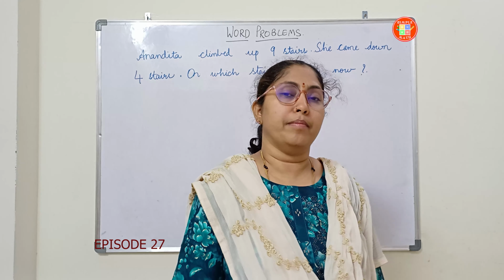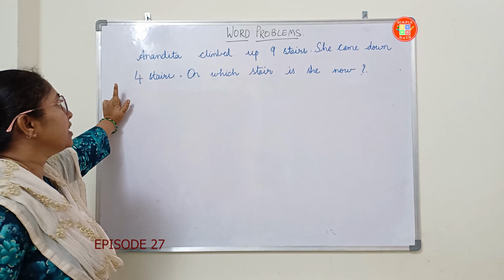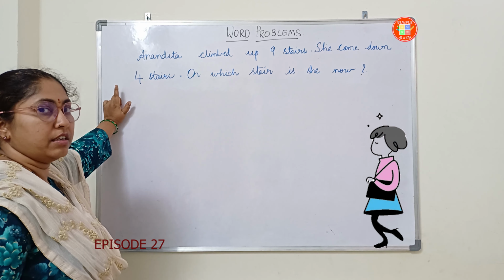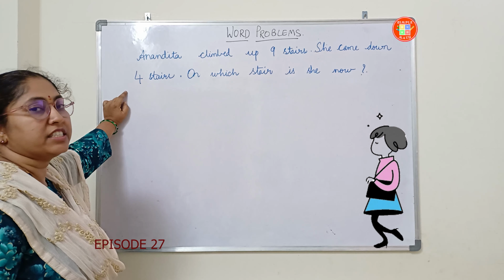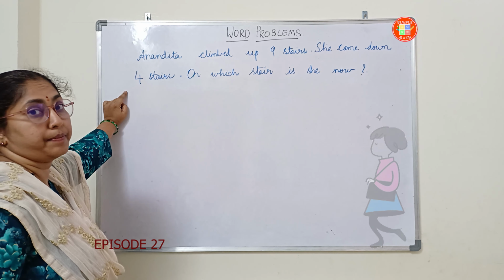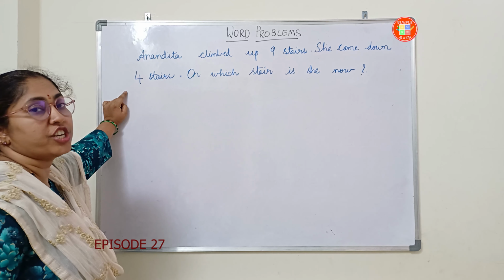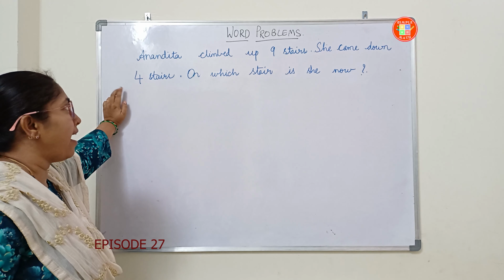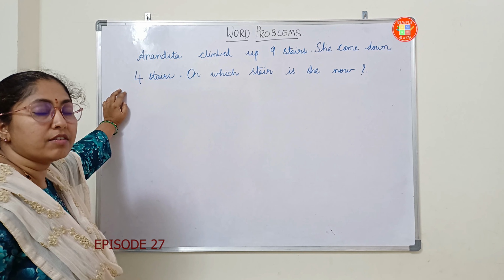The question, or the problem, is: Anandita climbed up 9 stairs. She came down 4 stairs. On which stair is she now? What do you do? Do you add them up or do you subtract? What do you do here?